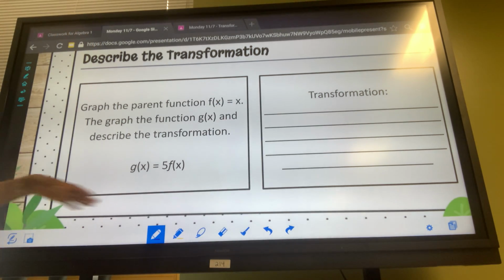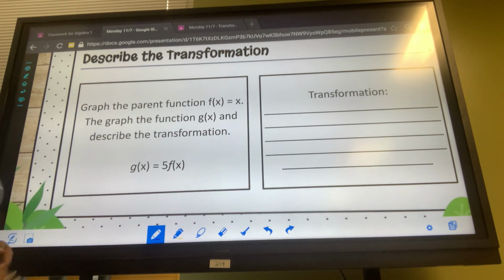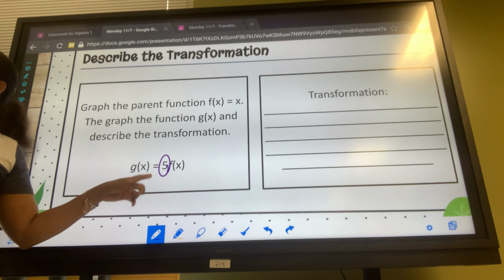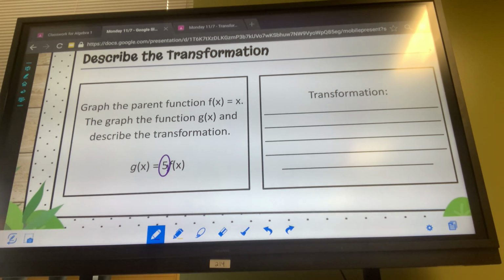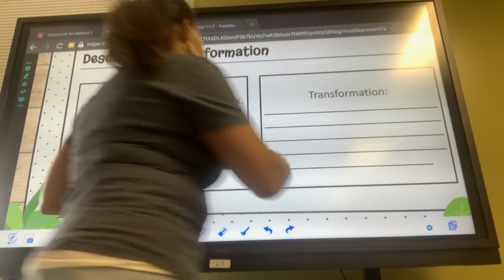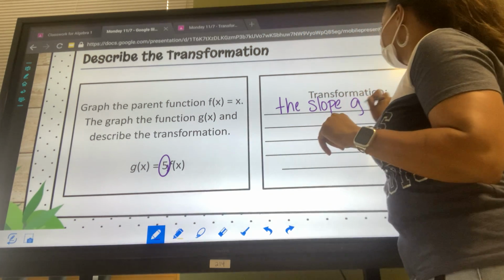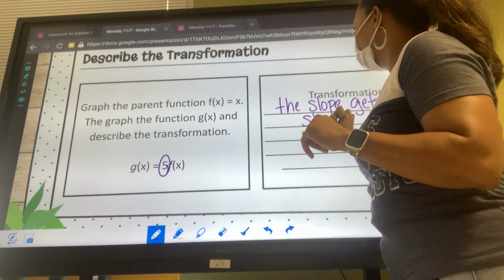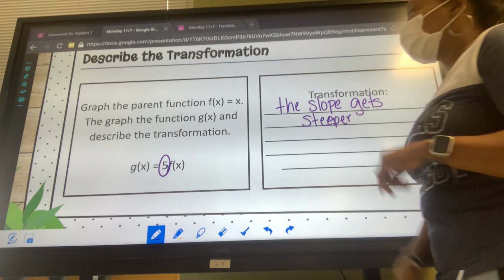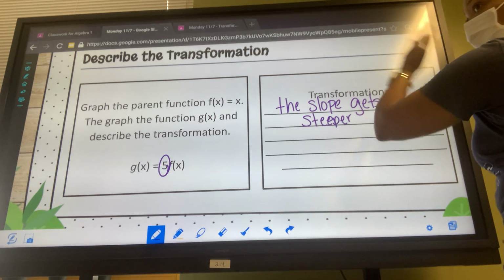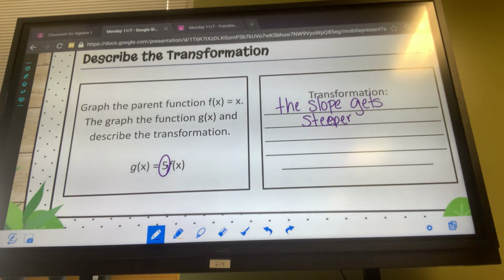All right. Now this time, nothing is being added or subtracted, but I still see a number in here. Remember, if there's a number in front of my f of x, or my y, then that's the number that is affecting my slope. So what do we say about the number when it's greater than 1? What happens to the slope? It gets steeper. Very good. So on this one, the slope gets steeper. That means it's going to go from this to like this. So it gets steeper.